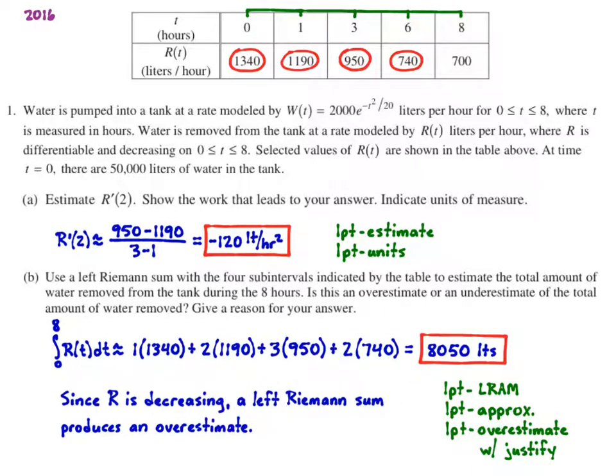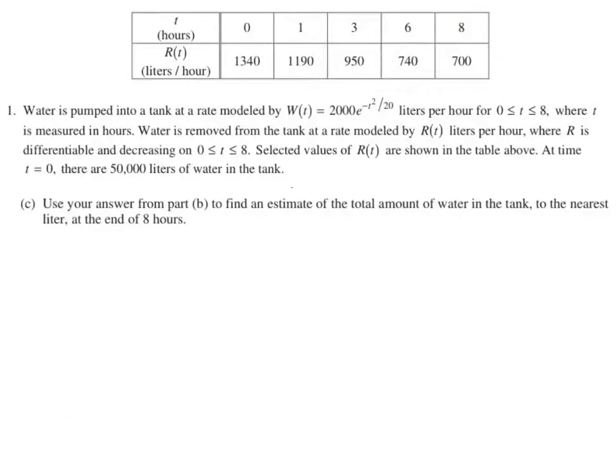All right, so for part C, it says use your answer in part B to find an estimate of the total amount of water in the tank to the nearest liter at the end of 8 hours. And so we need to think through this logically here. How do we know how much water is in the tank? Well, there's 3 things we need to know. We need to know how much water we started with in the tank. We need to know how much water was put into the tank. And then we need to know how much water is being taken out of the tank.